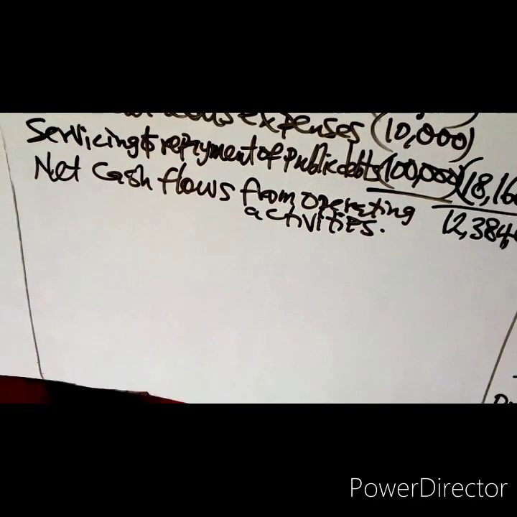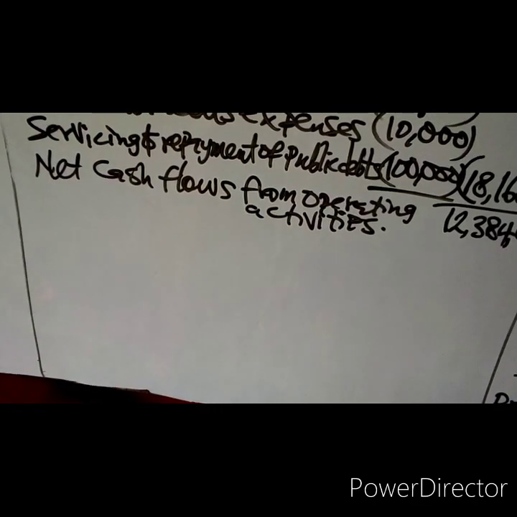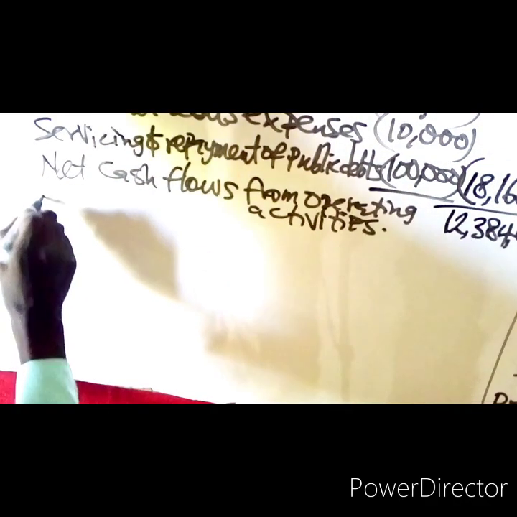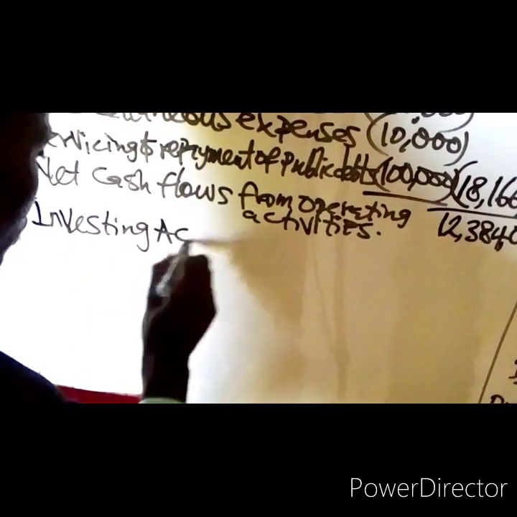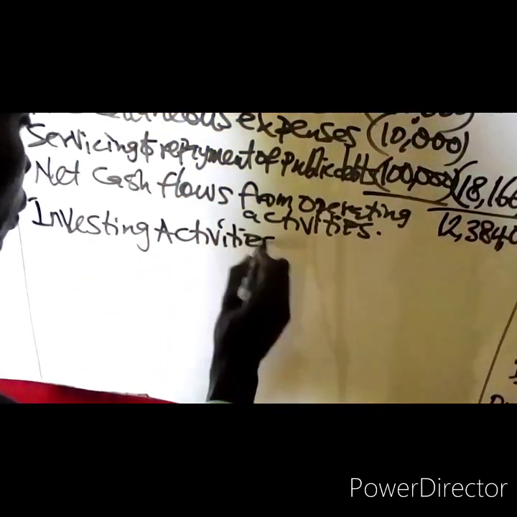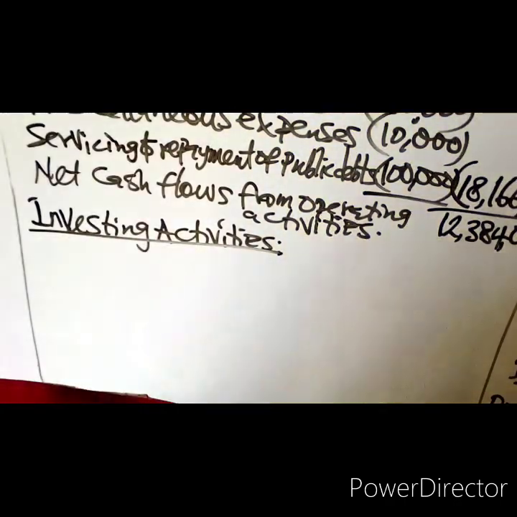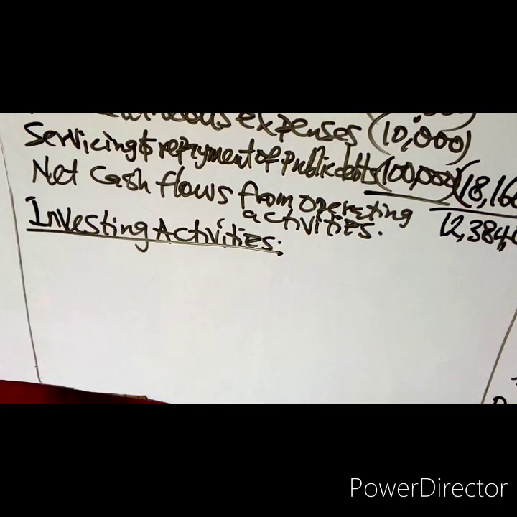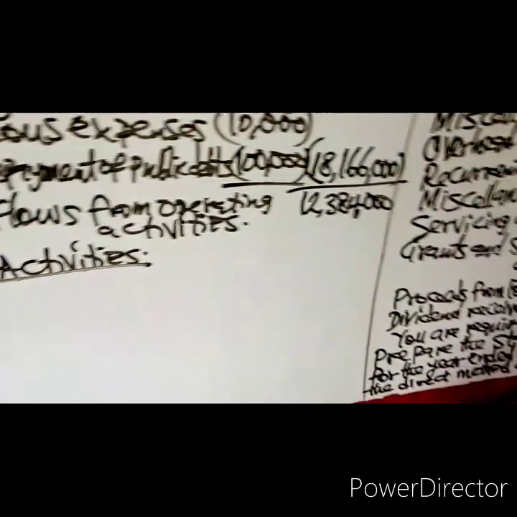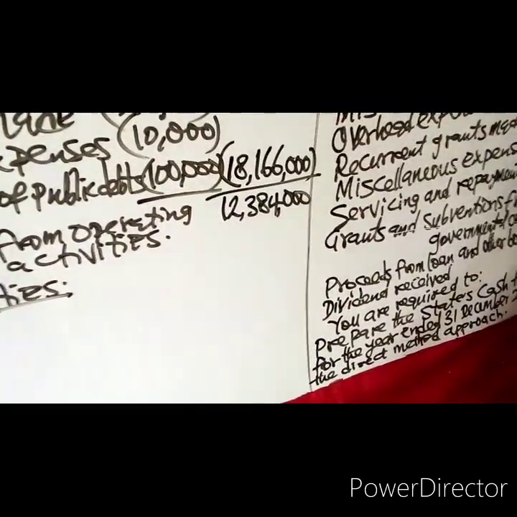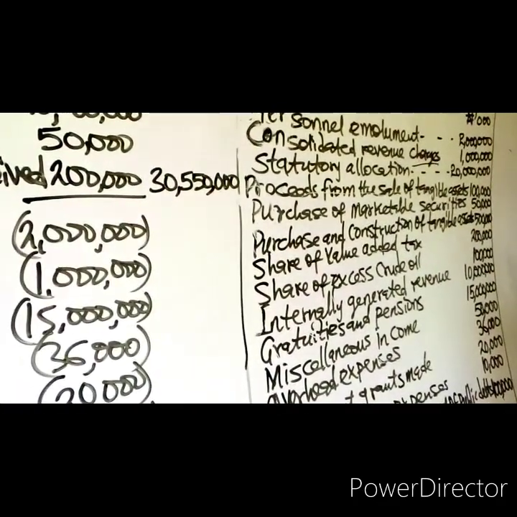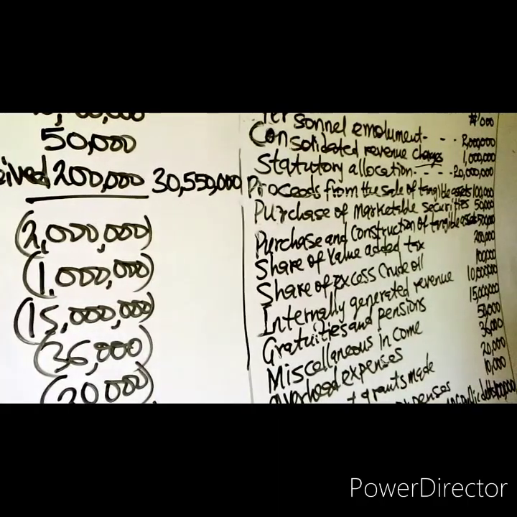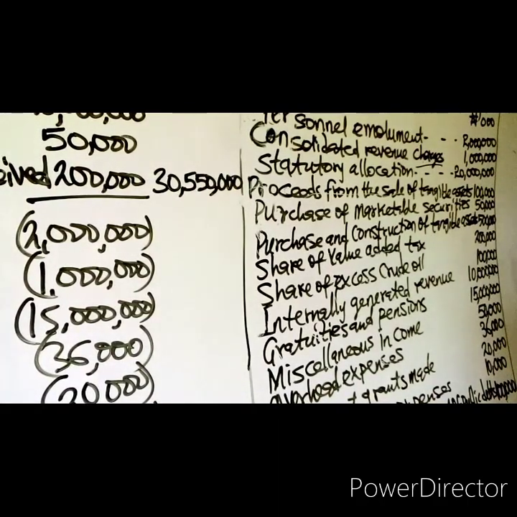Investing activities, that is the next heading. I've told you that you check the movement in non-current assets. Now let's go through it. So we have proceeds from the sale of tangible assets, which is 100,000.